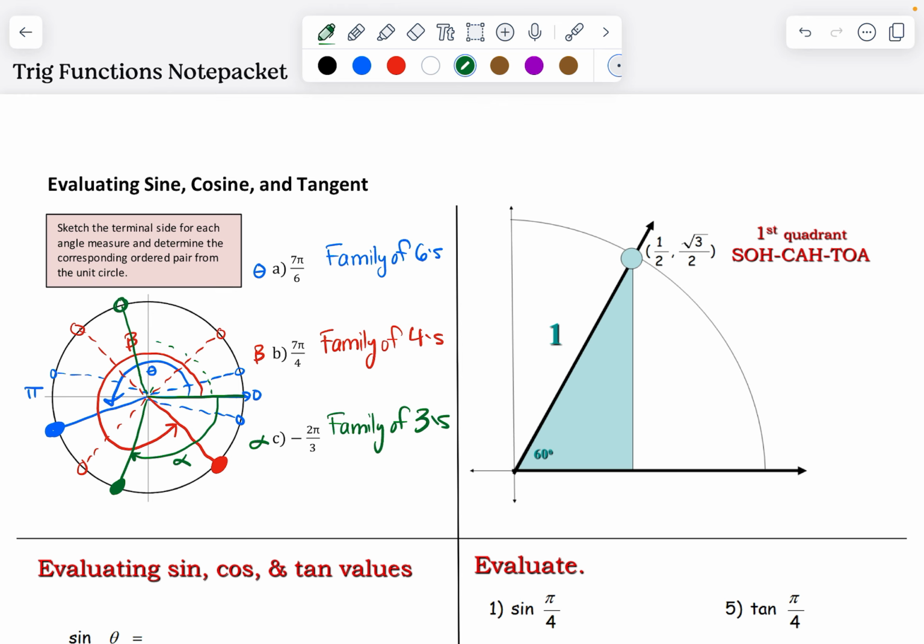So in quadrant 1, the first part of the family of 3 is pi over 3. Quadrant 2 is 2 pi over 3. Quadrant 3, which is coterminal to negative 2 pi over 3, is 4 pi over 3. And then in quadrant 4, we have 5 pi over 3. And the family of 3s creates a bow tie that wraps around the y-axis. It looks like that if I were to sketch it out completely. And then the bow tie for the family of 6s is around the x-axis, and looks like this.